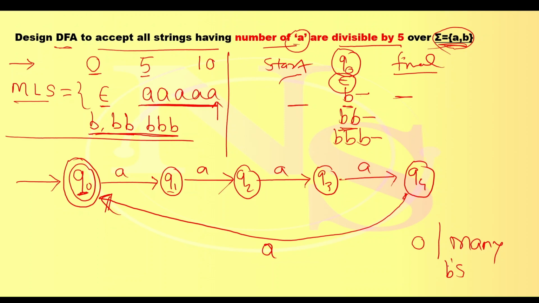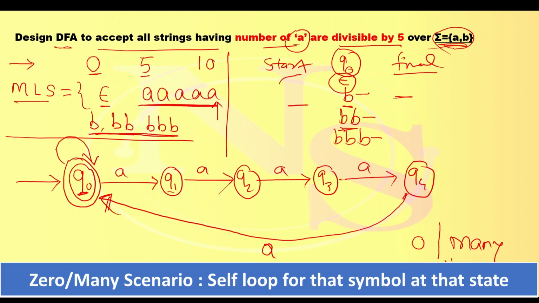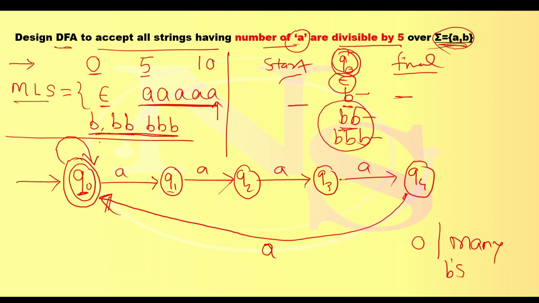Zero or many, whenever you face a similar kind of scenario, zero or many for any symbol, you can give the self loop. At which state? At state Q0. For which symbol? Symbol is b. So there will be a self loop at state Q0 for symbol b. Now Q0 becomes deterministic because there is a transition for a as well as a transition for b.